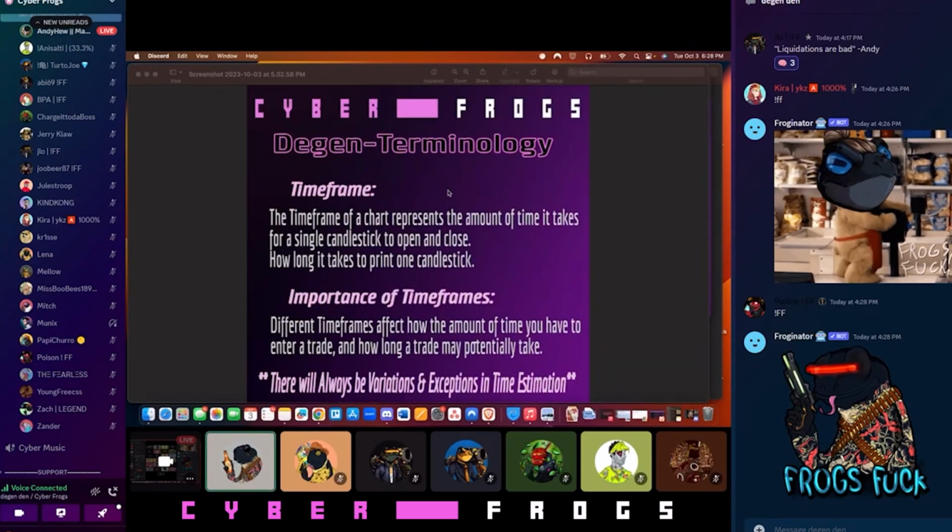More into the degen terminology. We're going to get into this here in a second. We're going to start talking about it right now. We're going to talk about time frames.